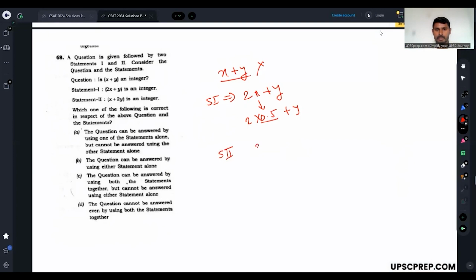Statement 2: x plus 2y is an integer. If I put y equal to 0.5 here, then x plus y will not become an integer, right?